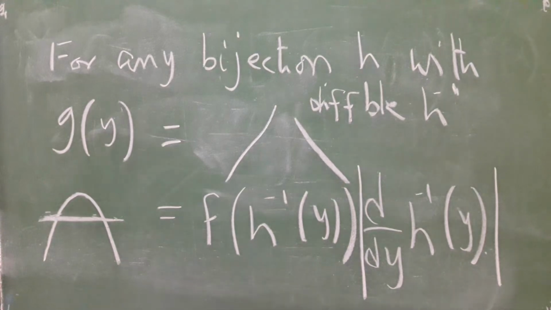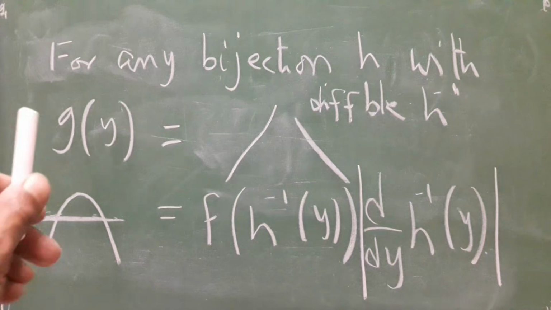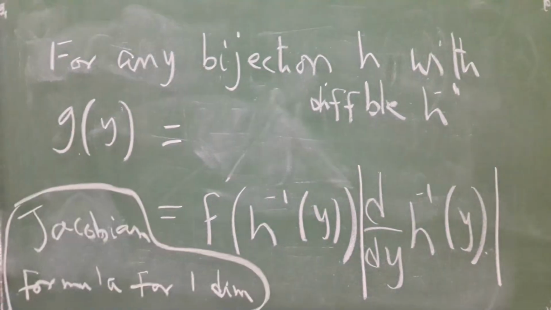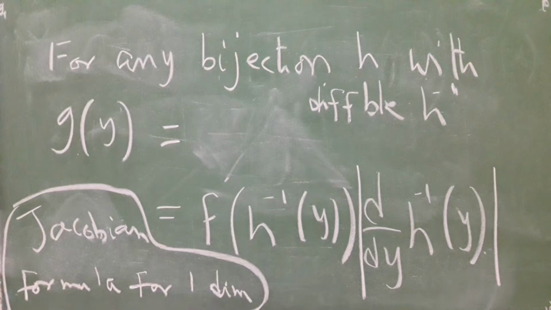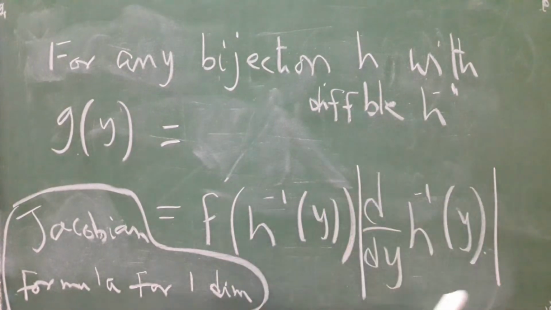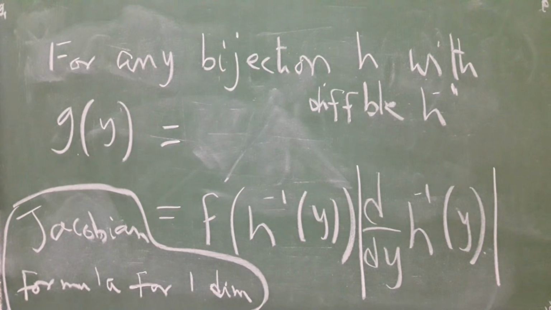So we have got this useful result that for any bijection h from R to R with differentiable inverse, the density of the transformed random variable is given by this formula. Now remember this formula as the Jacobian formula for dimension 1. It's a single dimension, R to R. In fact, this is what is called the Jacobian. Now before we go into higher dimensions, let's get used to it by doing an exercise.